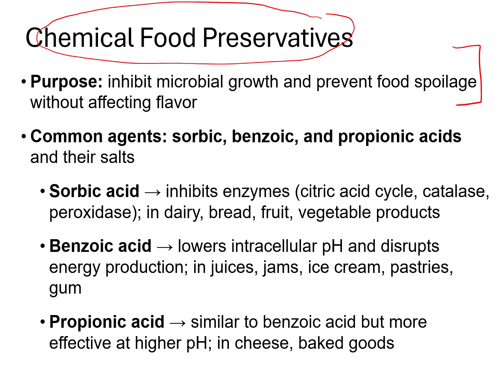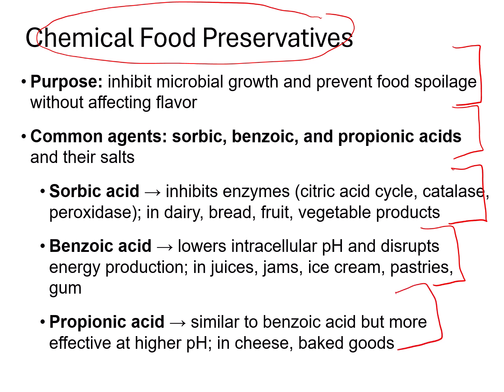And common preservatives, you've probably seen them in your food labels, include sorbic acid, benzoic acid, and propionic acid, along with their salts like potassium sorbate or sodium benzoate. And they work by inhibiting enzymes and lowering pH, which interferes with microbial metabolism. So sorbic acid targets enzymes in the citric acid cycle and also often the catalase peroxidase systems. Benzoic acid can decrease pH. It also blocks oxidative phosphorylation, and we commonly see it in things like fruit juice, jams, or sodas.